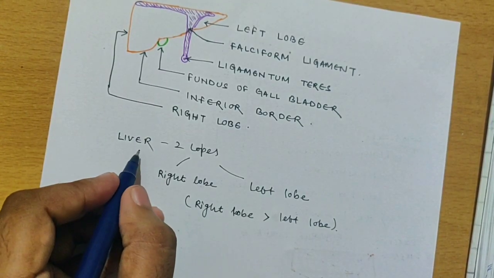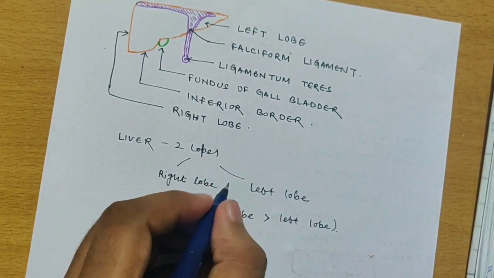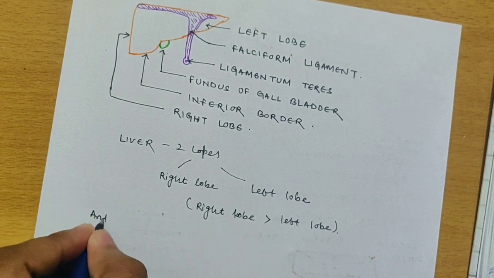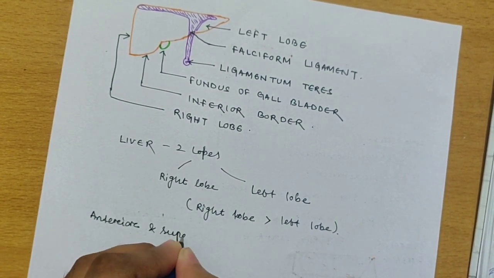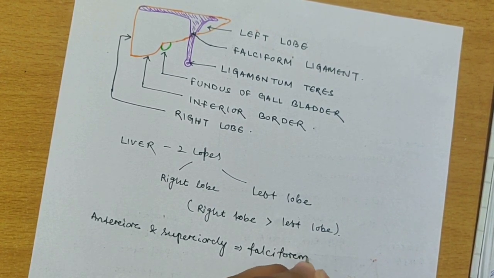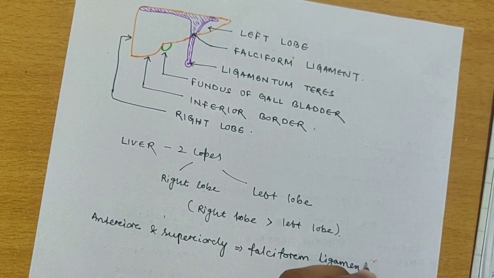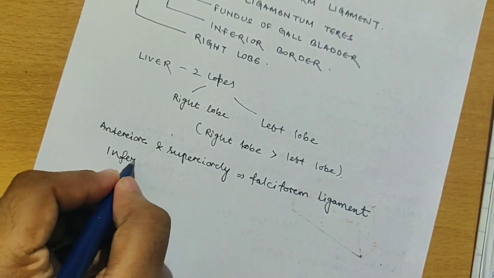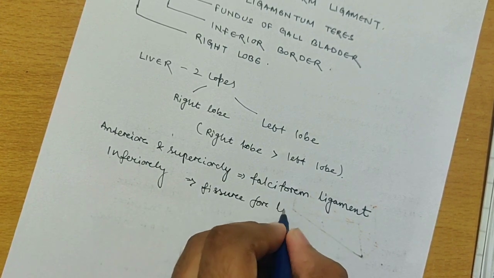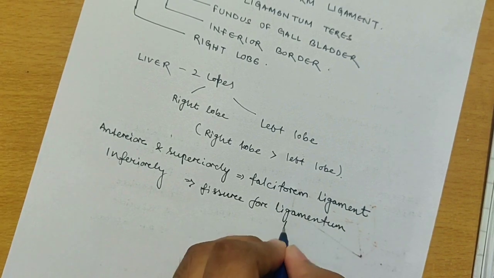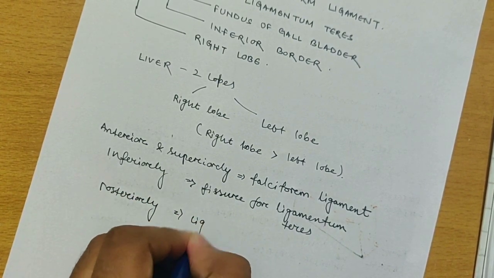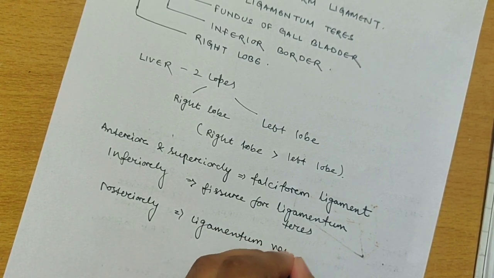Now we'll see the lobes of the liver. The liver has 2 lobes. One is the right lobe and the second one is the left lobe, in which the right lobe is bigger than the left lobe, and they are divided anteriorly and superiorly by the falciform ligament, inferiorly by the fissure for ligamentum teres, and posteriorly by the ligamentum venosum.